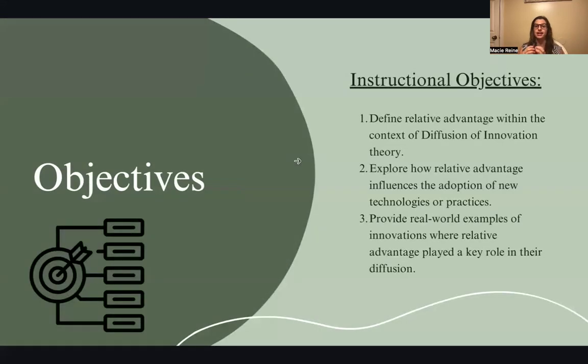Let's start off by defining some of my instructional objectives. Number one, define relative advantage within the context of diffusion of innovation theory. Number two, explore how relative advantage influences the adoption of new technologies or practices. Number three, and finally, provide real-world examples of innovations where relative advantage played a key role in their diffusion.